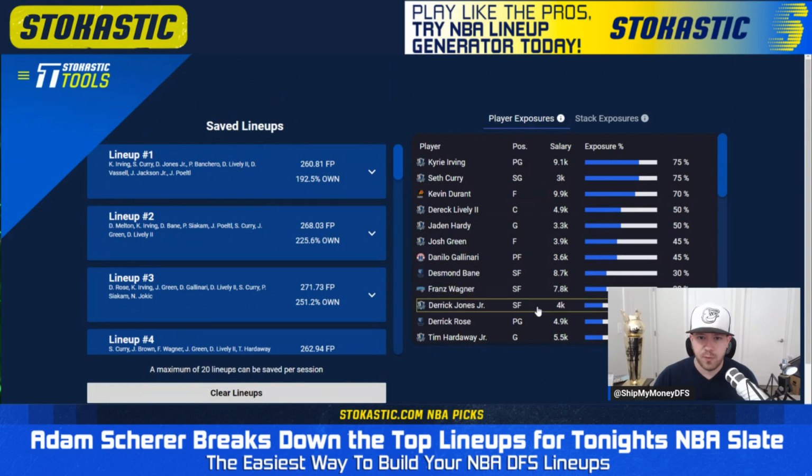Now, on the next screen over here on the right-hand side, you can see the individual player exposures for the 20 lineups that you saved. So Kyrie Irving and Seth Curry are both in 75% of them. Kevin Durant is in 70%, which is really interesting. Derek Lively, 50%. Jaden Hardy, 50%. Josh Green, 45%. Should not be a surprise to anybody that the Mavericks are showing up very heavily without Luka. Also, no Dante Exum, so that is one backup guard that won't be stealing minutes.